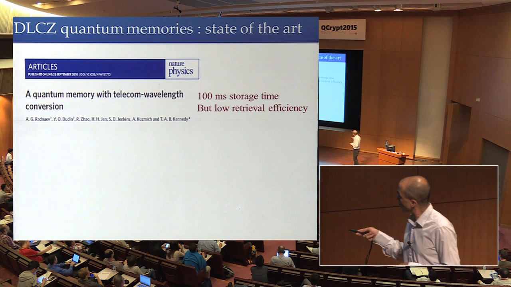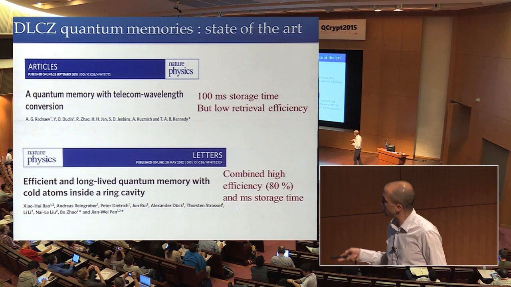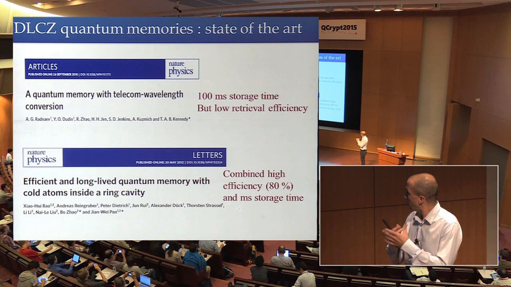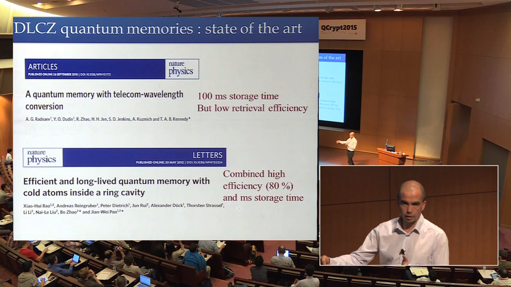But the retrieval efficiency was actually a bit low in that experiment. So this was done in Alex Kuzmich's group at Georgia Tech at the time. And a bit more recently, there was another experiment in Jian-Wei Pan's group in China, where they combine very high readout efficiency, close to 80%, and a storage time of a millisecond or so. So we are not at 100 milliseconds, but we have a few milliseconds of storage time.